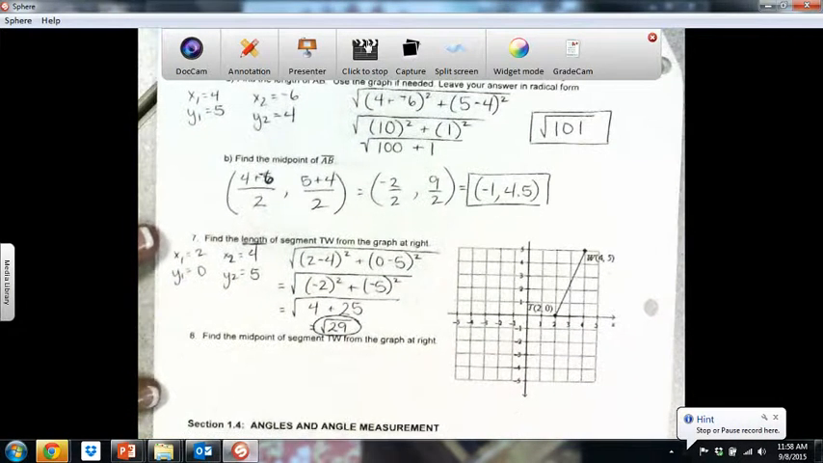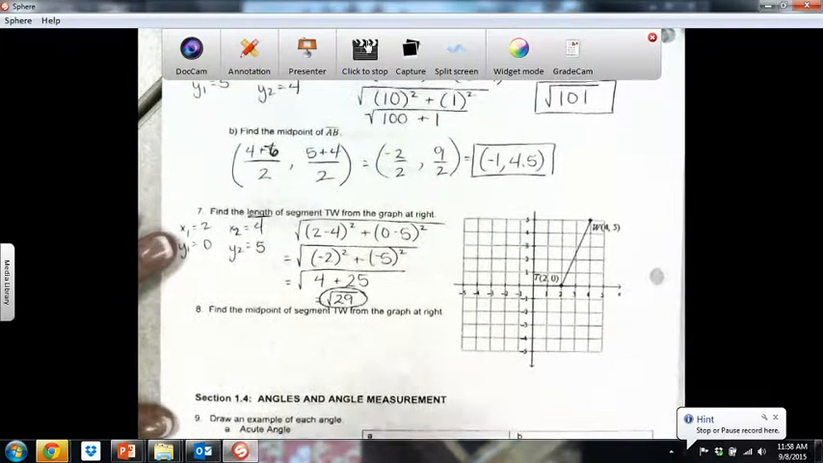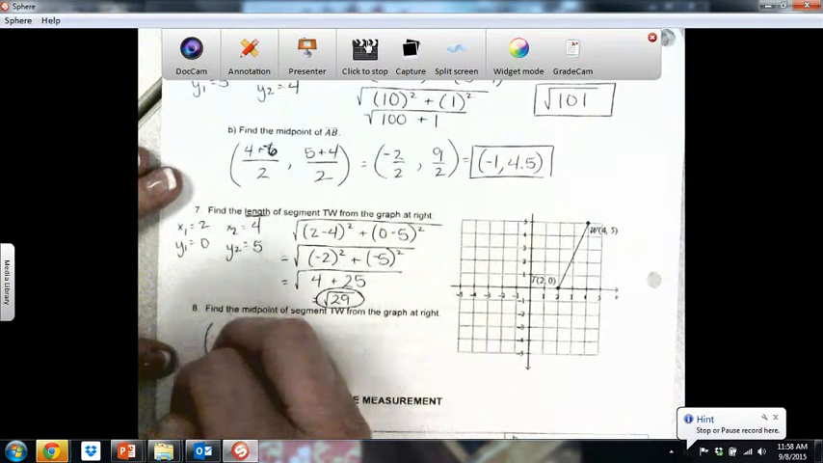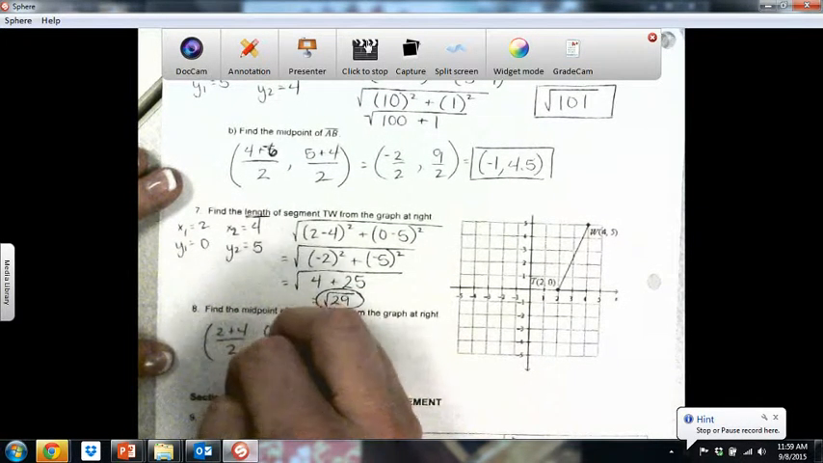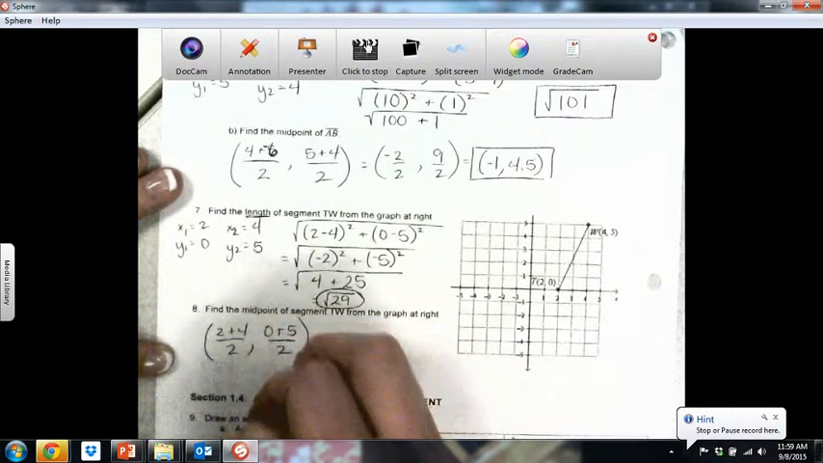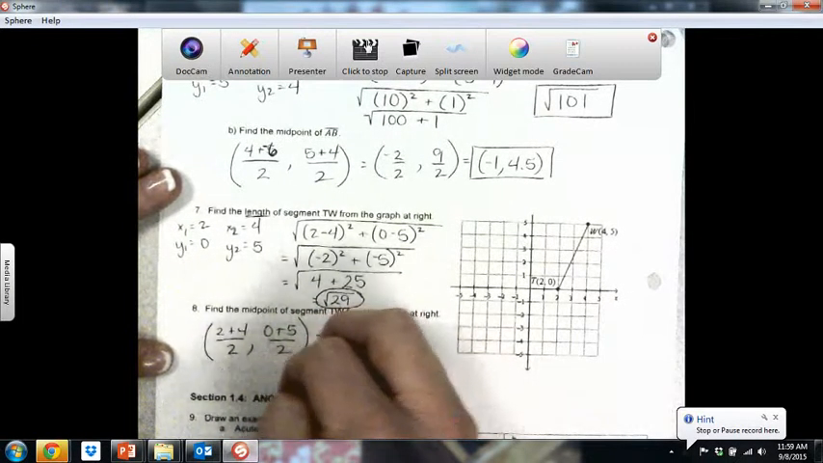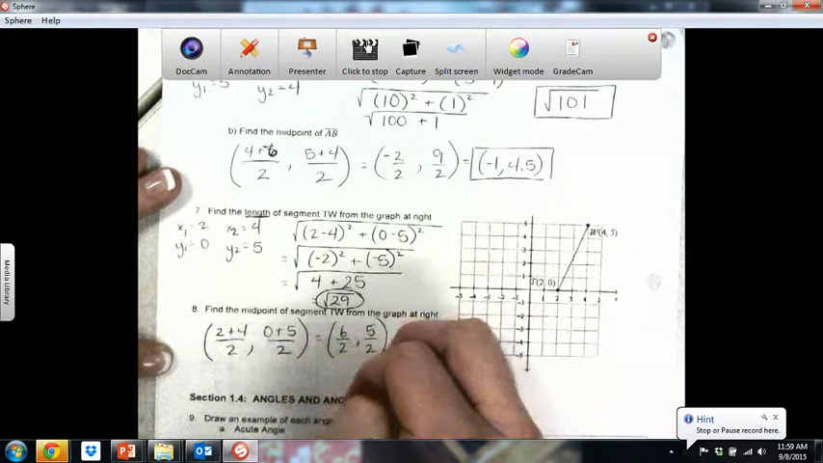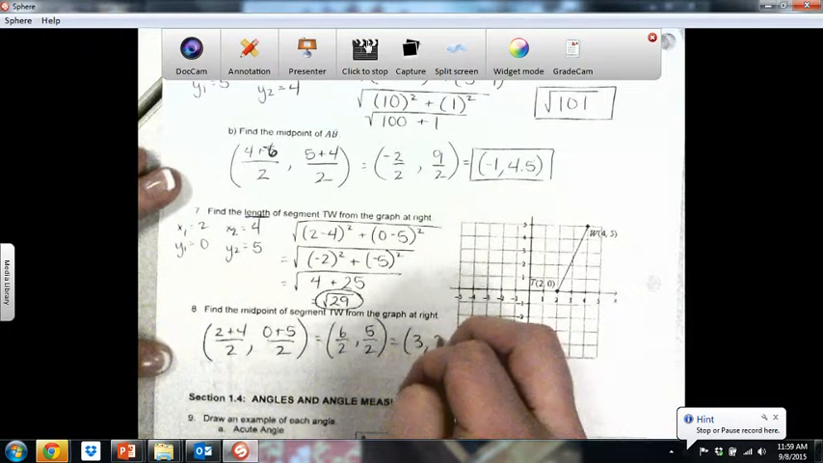So again, similar process for the midpoint. I'm still using the same x1, y1, x2, y2. And so I'm going to say 2 plus 4 over 2 and 0 plus 5 over 2. And then that equals 6 over 2, comma, 5 over 2, which is 3 and 2.5.